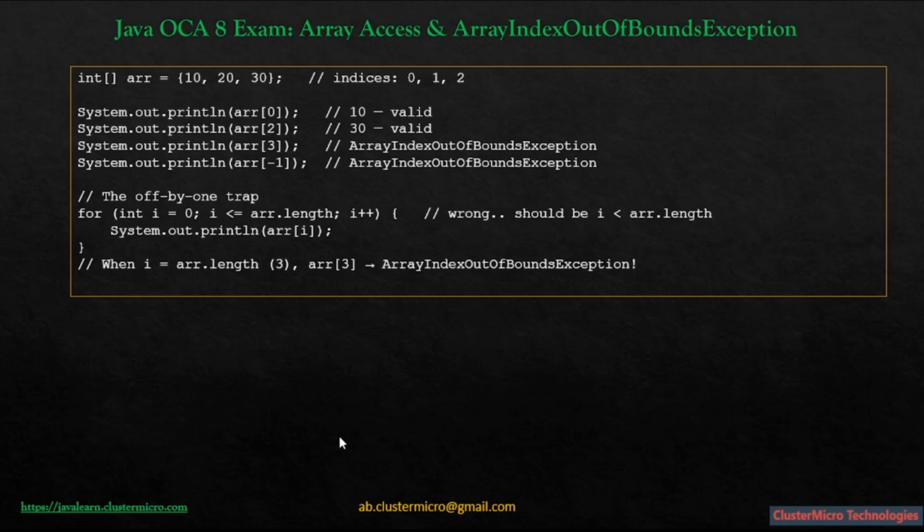To avoid this, the loop condition must be i < arr.length, not less than or equal to. i < arr.length is the right loop condition. This ensures the loop stops before reaching the invalid index. This loop boundary rule is frequently tested in Java certification exams.